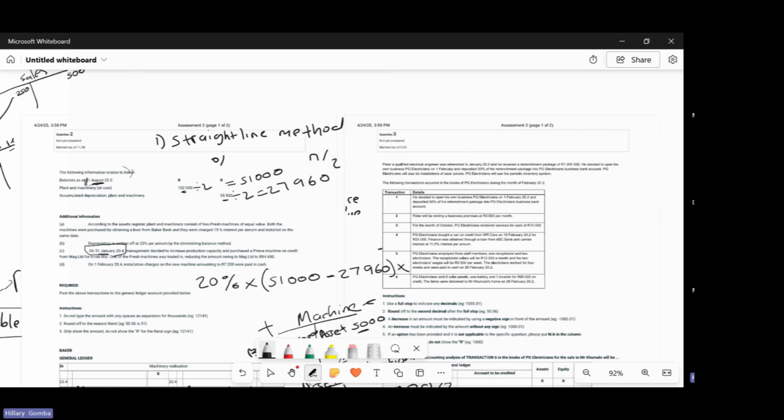How much do you get if you punch that in? 20% times open brackets 51,000 minus 27,960 close brackets times 5 over 12. How much do you get? I'm getting 1,920. Is everyone else getting the same?